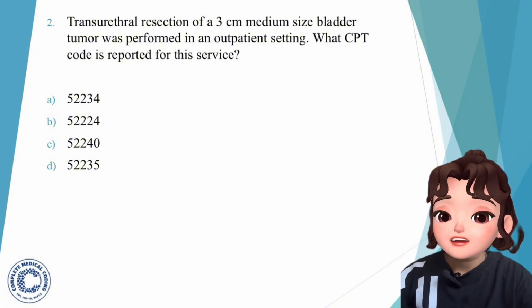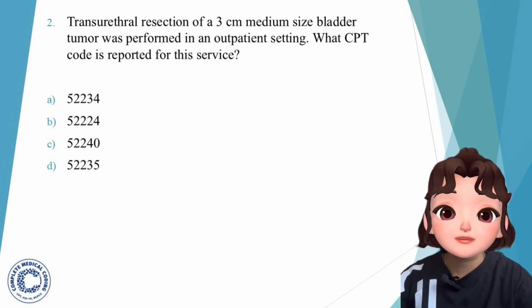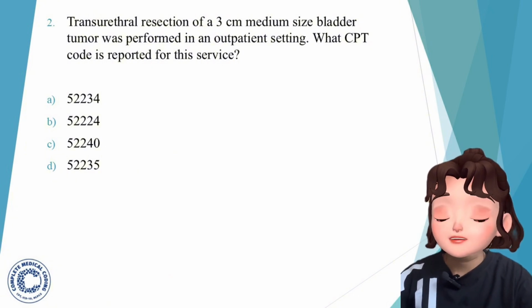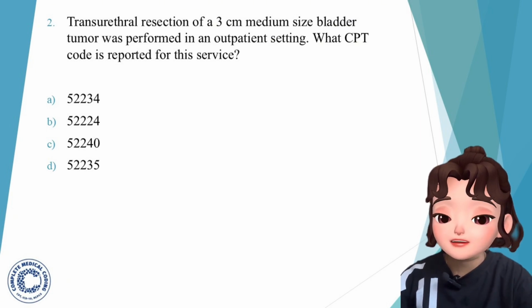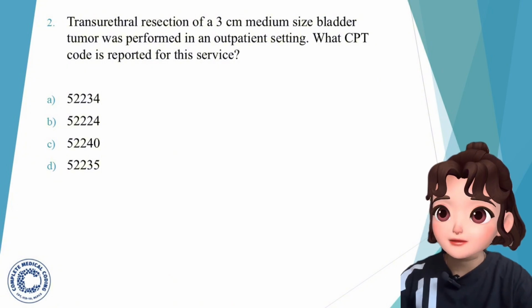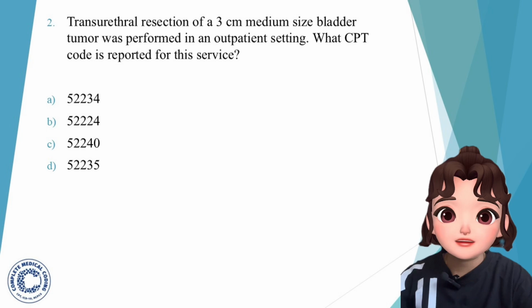52224. Cystourethroscopy with fulguration including cryosurgery or laser surgery or treatment of minor lesions. This is minor, lesser size, so it means less than 0.5 cm. So that's also wrong. What is 52240? The same cystourethroscopy for the large bladder tumor. It doesn't mention the size, it just mentions large bladder tumor. But in our question it's mentioned medium. So this is also wrong.